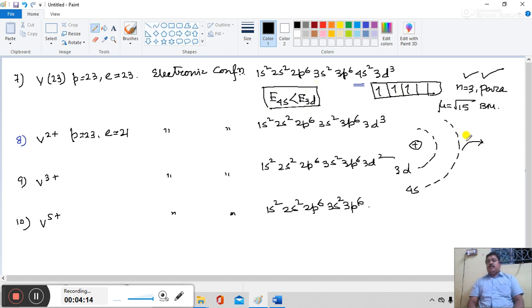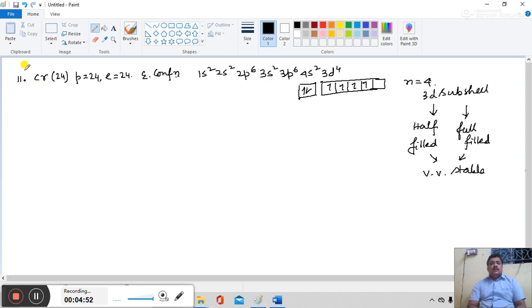But positionally, 4s is the outermost subshell; 3d is the innermost subshell. In the case of the V2+ cation, when vanadium releases 2 electrons from the outermost shell, 4s is the outermost shell. By releasing these 2 electrons, vanadium converts to V2+, and its configuration is 3p6 3d3. V3+ is 3p6 3d2, and V5+ is 3s2 3p6, the stable one.